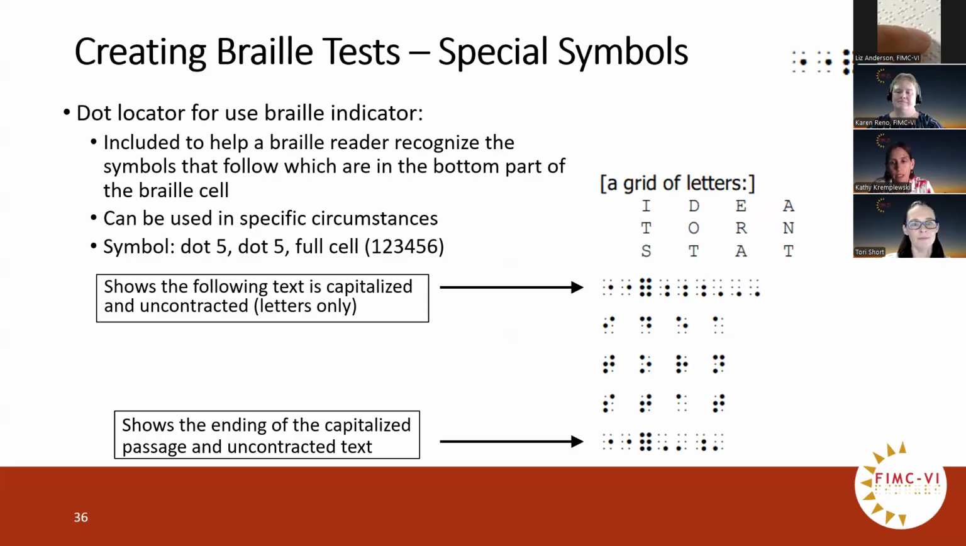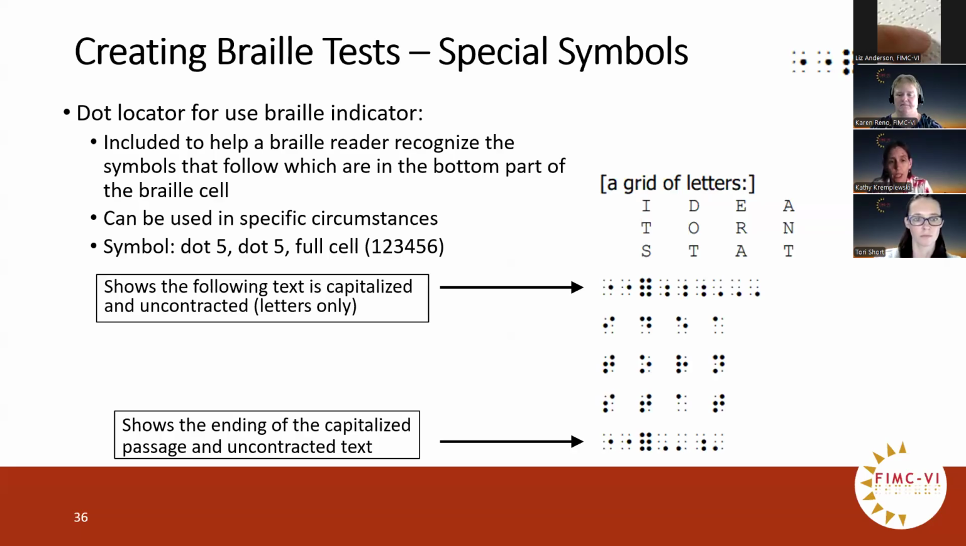And then you have the list of letters that are just the list of letters without anything, because you've already said, hey, everything that follows this is going to be a letter, and everything that follows this is going to be capitalized. So then on the line below it, after the list of letters, there's another dot locator for use, a capitals terminator, and then a grade 1 terminator.